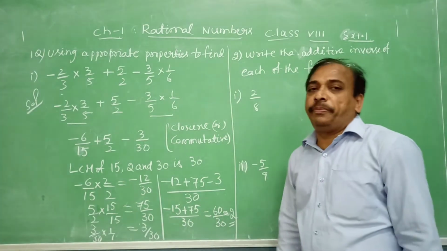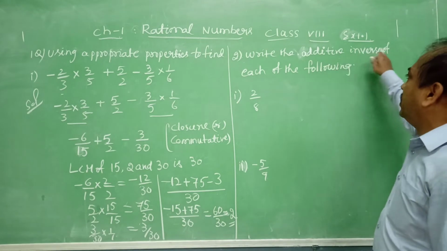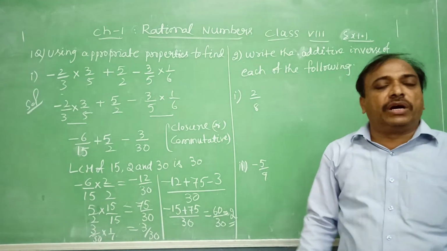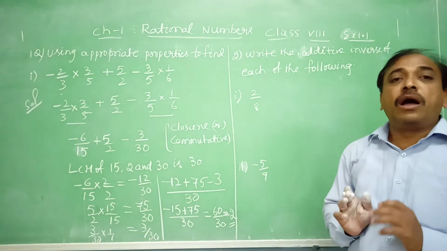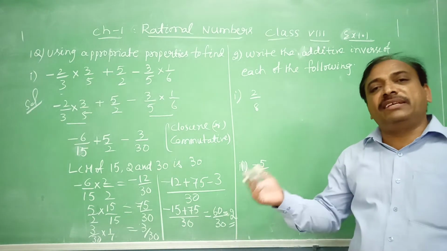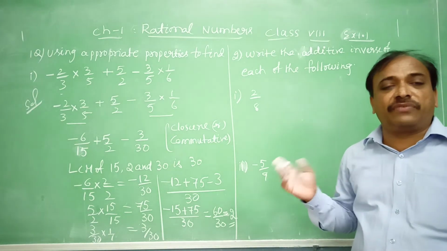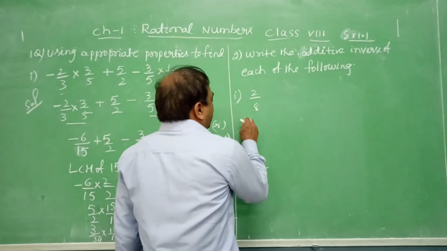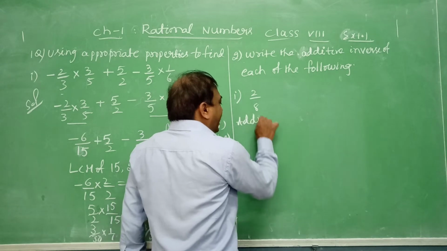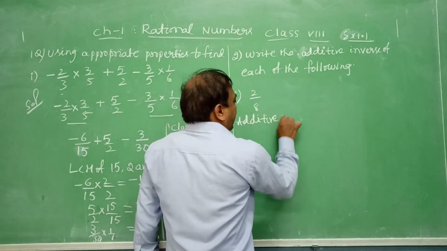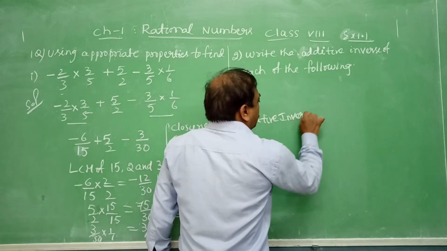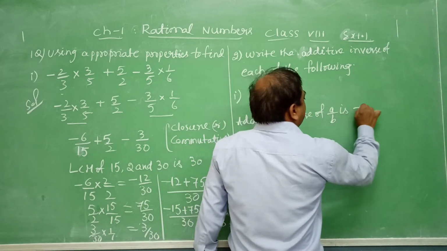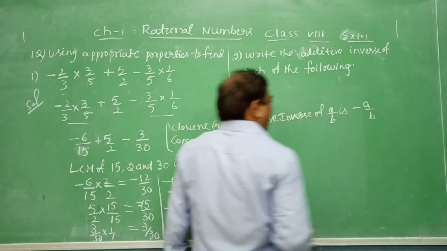Question number 2. Write the additive inverse of each of the following. What is the additive inverse of A by B? Additive inverse of A by B is minus A by B.